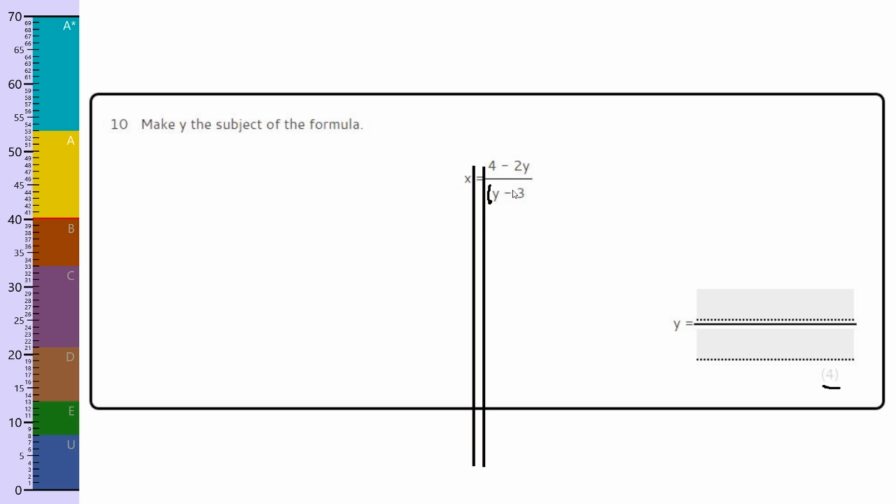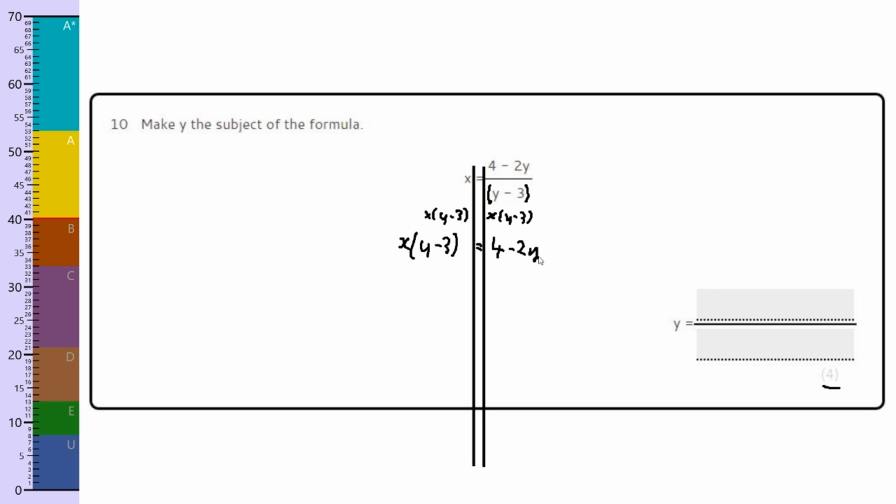I'm going to put brackets around this because this is one entity. And I'm going to times both sides by that entity, y minus 3 times y minus 3. I'm showing the examiner that I'm doing it both sides. I know it's not very clear, but, so, x times y minus 3 is x(y minus 3) equals, and I've got rid of this fraction now, so it's just the top bit, so 4 minus 2y.